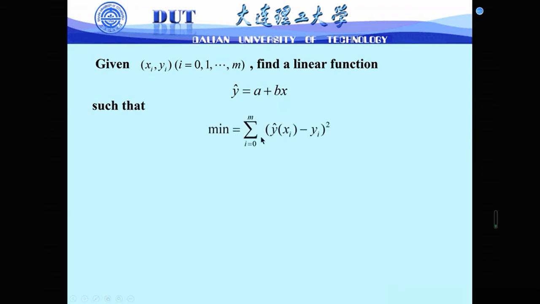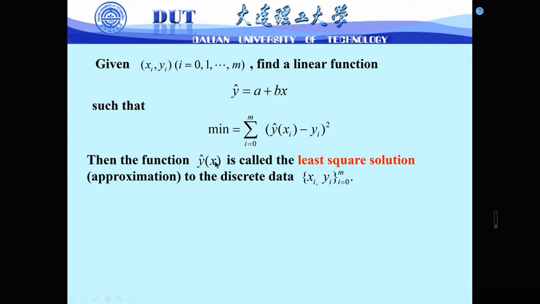Okay? We consider the minimum of the summation i from 0 to m, the square of (y hat xi minus yi) squared. It's okay? Then if we can find this linear function y hat that satisfies this minimized condition, then we say the function y hat is the least square solution or least square approximation to the discrete data points xi, yi, i from 0 to m. It's okay for you? You firstly need to understand the mathematical problem for the least square method. Okay?